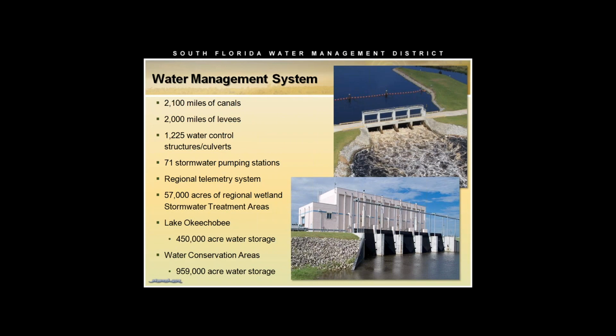And Lake Okeechobee is a 450,000 acre area that's used to capture and store water, as is the nearly 1 million acres of water storage down in the water conservation areas. All aspects of this system have specific regulation schedules on how to operate it, every one of the canals and the pumps. And the district operates this system in accordance with the regulation schedules and state permits.